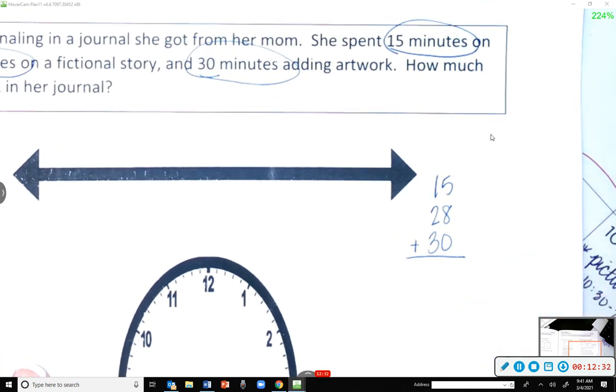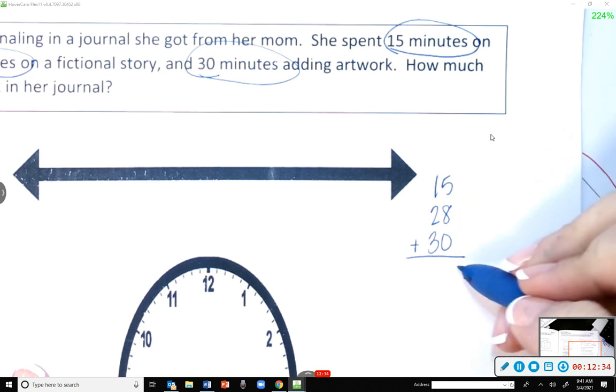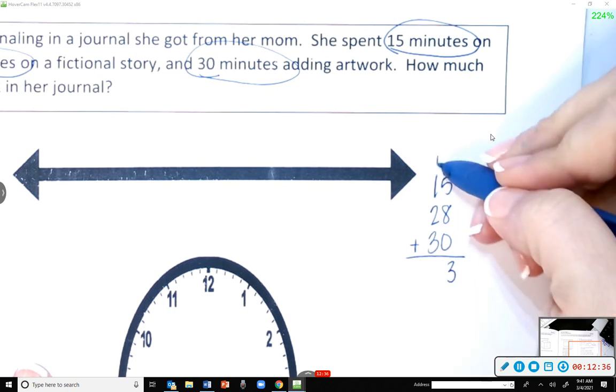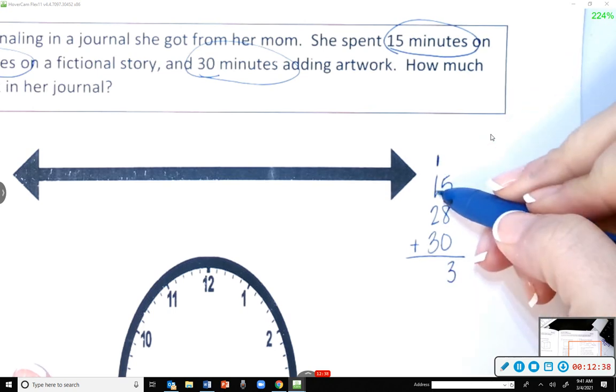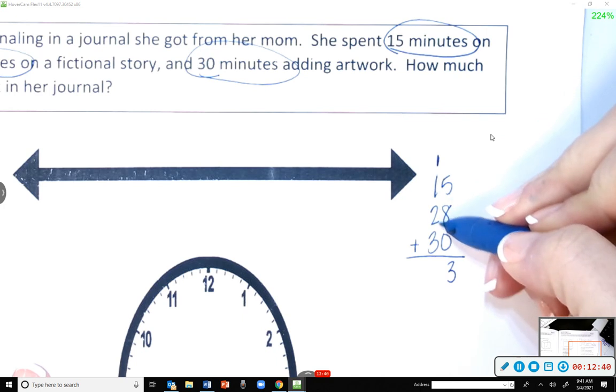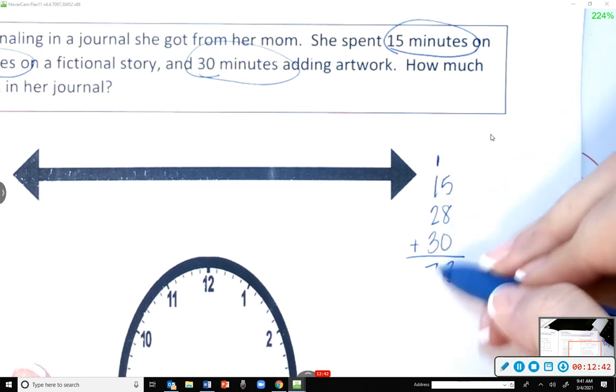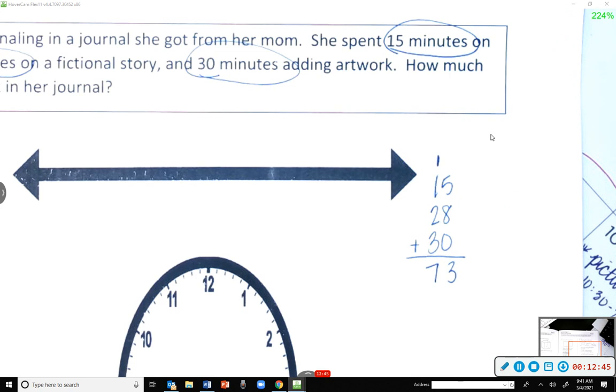73 minutes. Okay, 5 plus 8 is 13. Carry the 1. 1 plus 1 is 2. 73. 4, 7. 73. But what did we just say on the last page? If it's more than 60, what do we need to do, Allie? Change it to an hour. Change it to an hour.